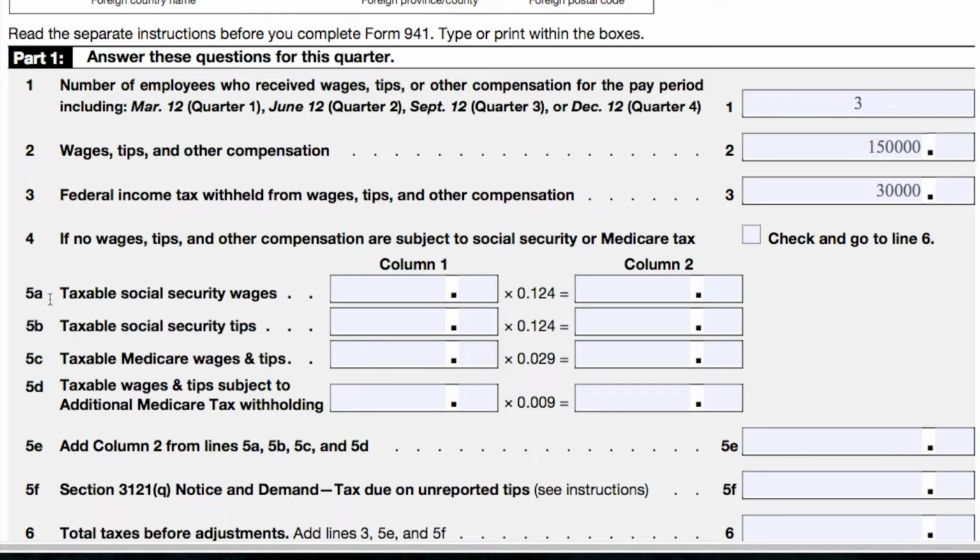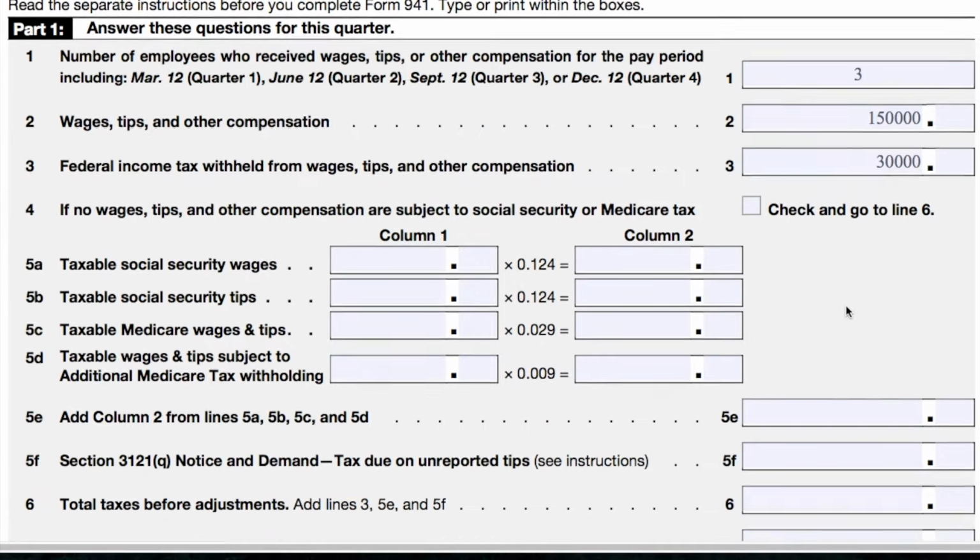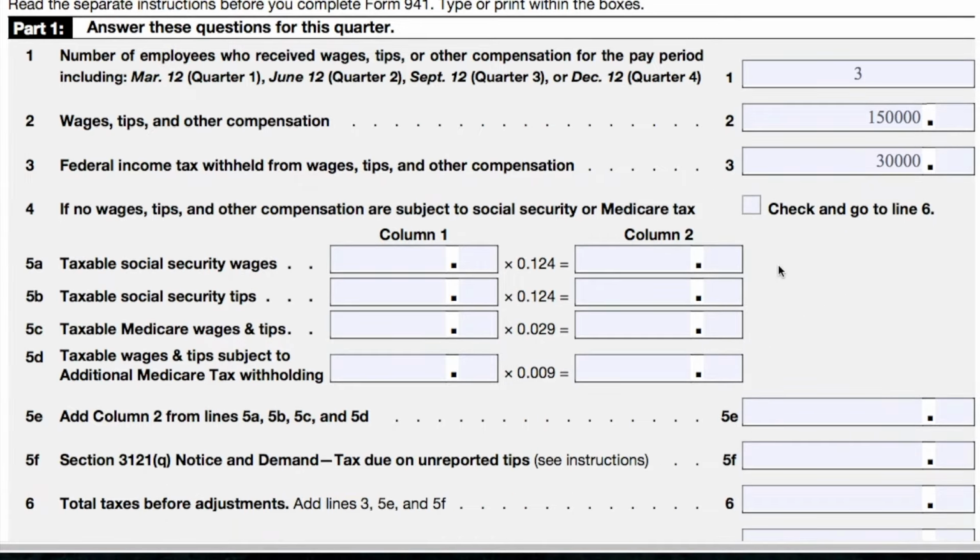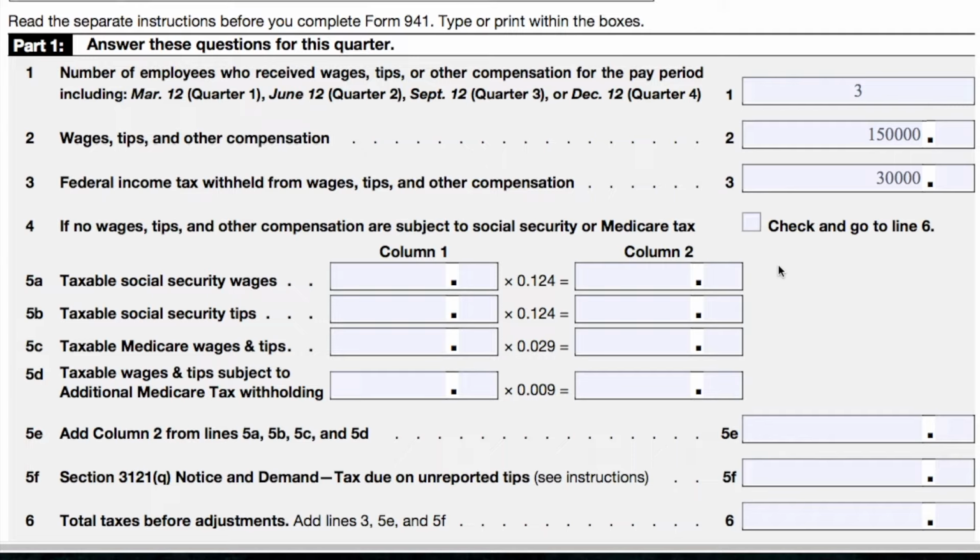In lines 5A to 5D, you'll note down the total wages that were subject to Social Security and Medicare taxes. Now, if none of the wages were subject to Social Security or Medicare tax, you check off this box here next to line 4 and skip down to line 6. But in most cases, most or all of the wages that you've paid will be subject to Social Security and Medicare taxes.